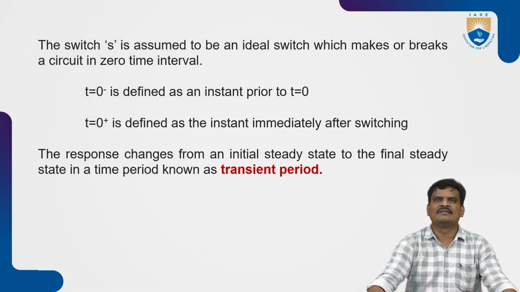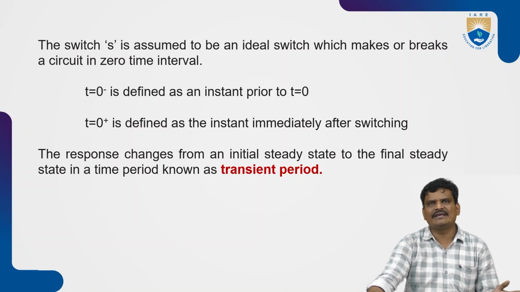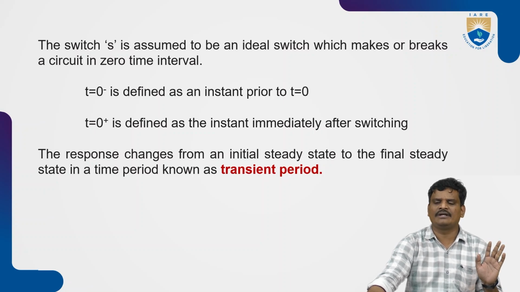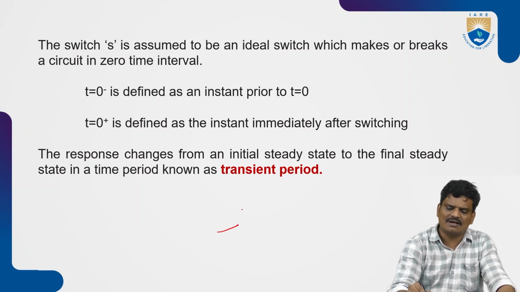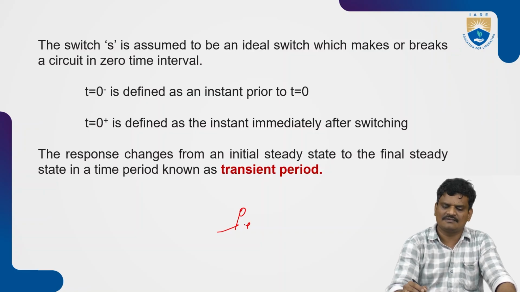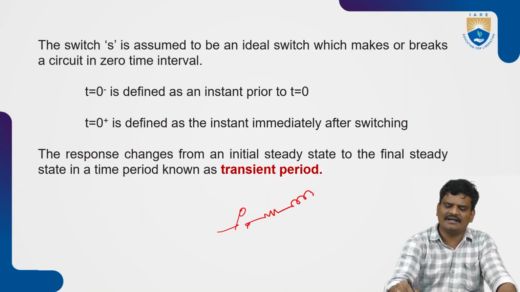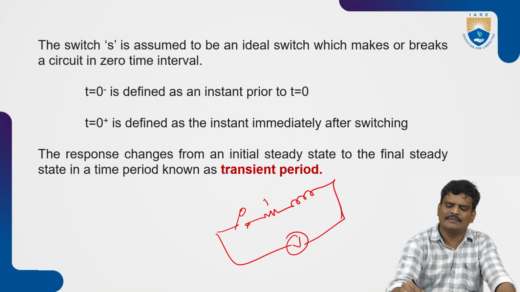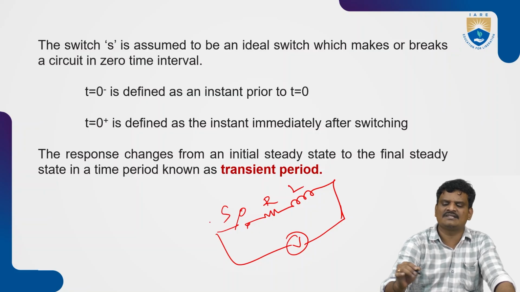Coming to the next thing, the switch S is assumed to be an ideal switch which makes or breaks the circuit in zero interval time. Let me take a small circuit which consists of a switch like this, a resistor and an inductor, and I am giving some supply to this in the form of V. Let me name the resistor as R, the inductor as L, and the switch as S.